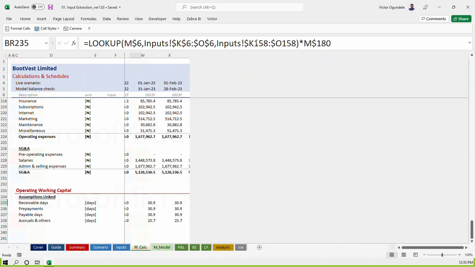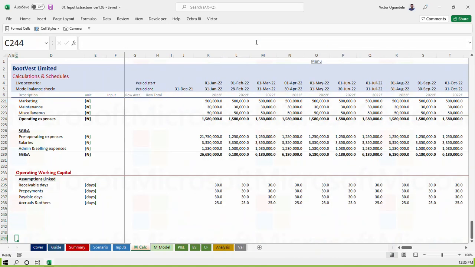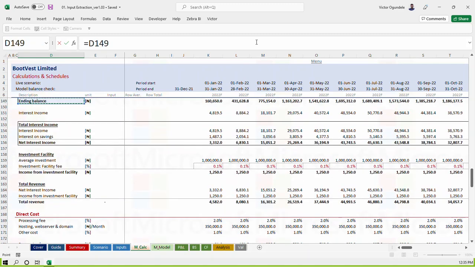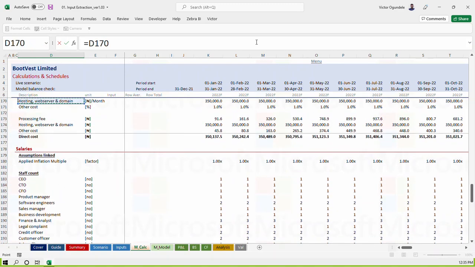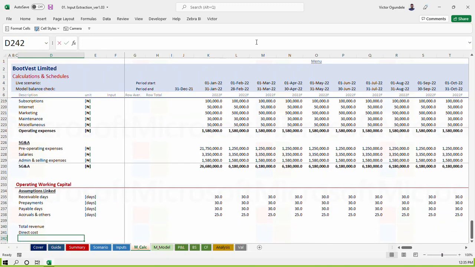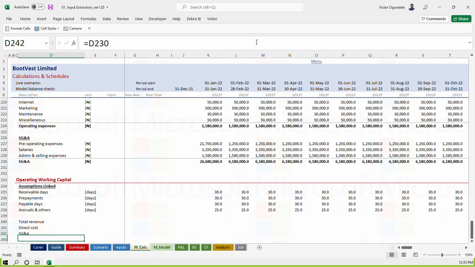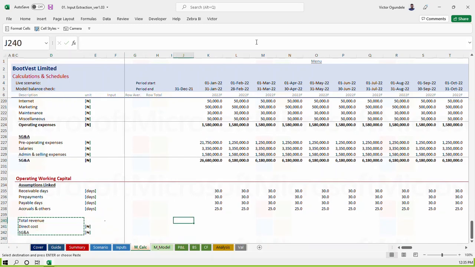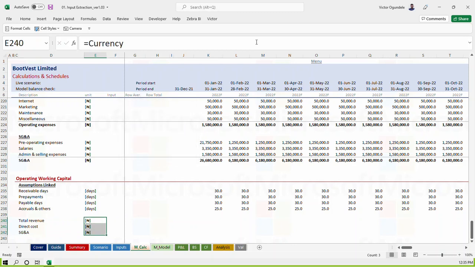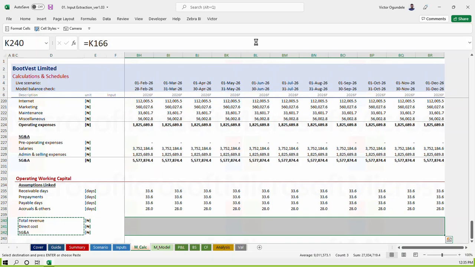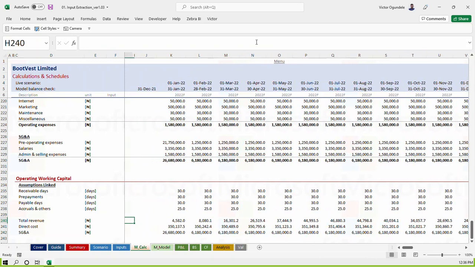Then we have this, right? So let's link our revenue. I think we need our revenue, total revenue. We need our direct costs, and then we need our SG&A. Make this currency. So I'll just copy this, copy and paste it here. And we kind of have the same structure.